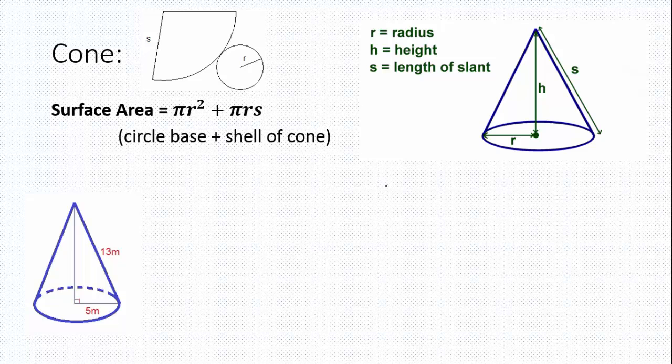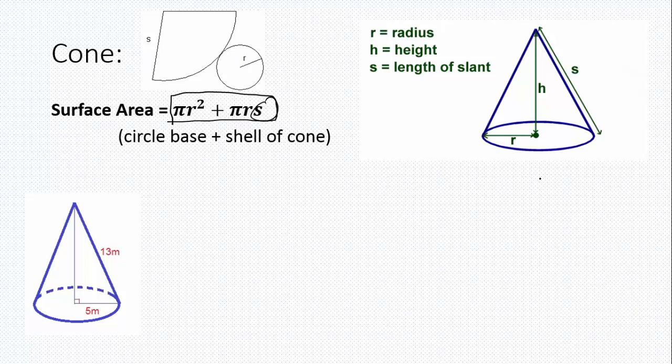Okay, let's look at a cone. A cone is made of a circular base and a sector of a circle that wraps up into a cone-shaped shell. So that's kind of interesting because we don't already have a formula for that. I'm giving you a new formula today, right here. Notice that it uses slant height.